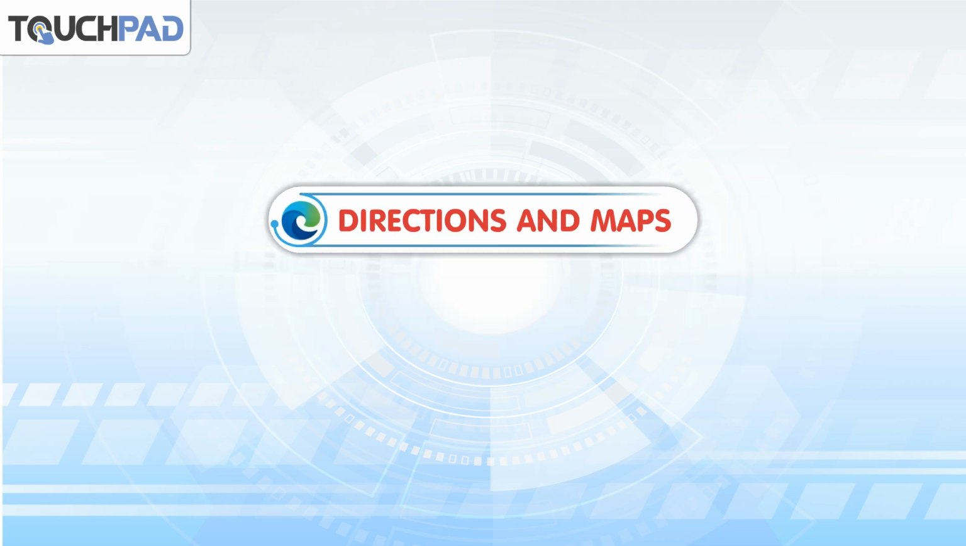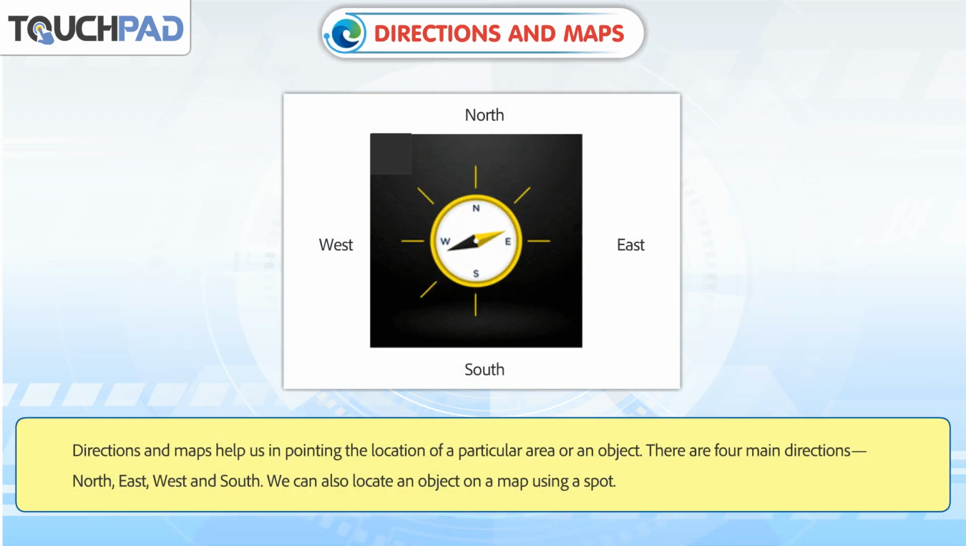Directions and maps. Directions and maps help us in pointing the location of a particular area or an object. There are 4 main directions: north, east, west, and south. We can also locate an object on a map using a spot.